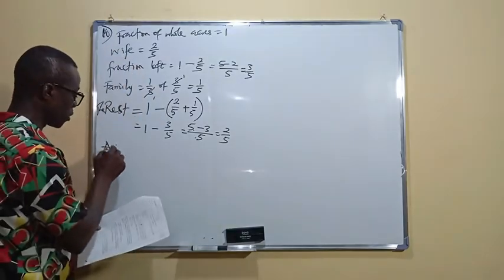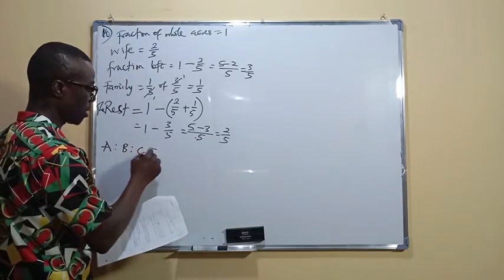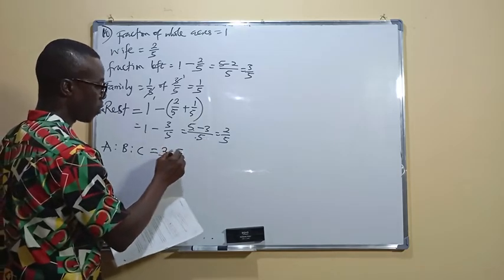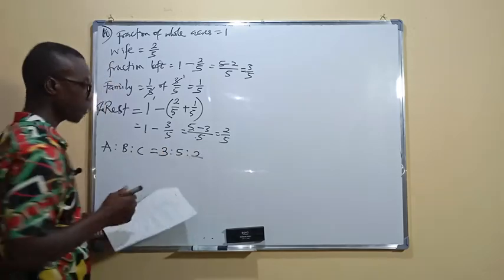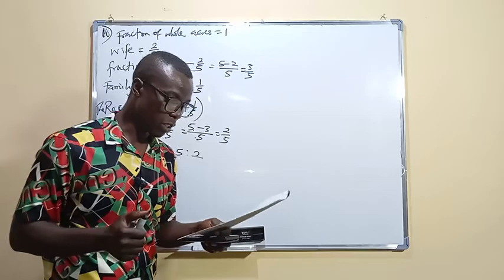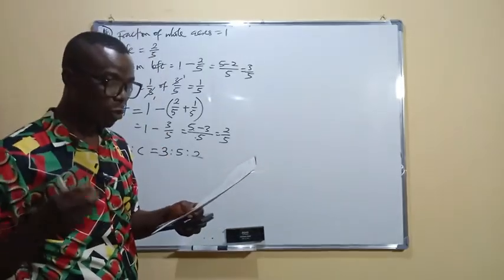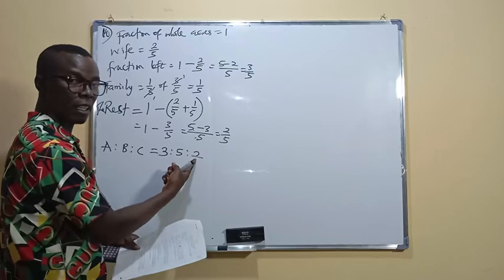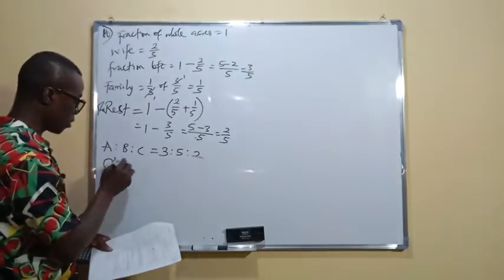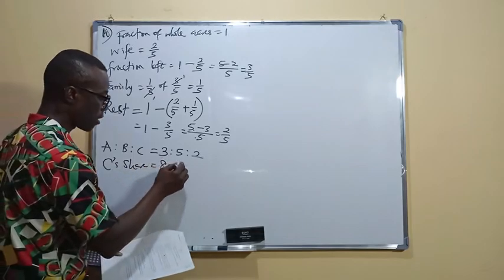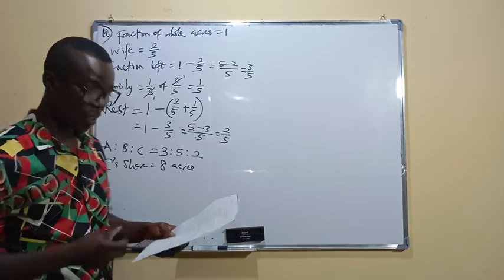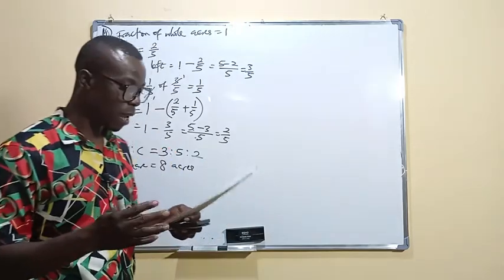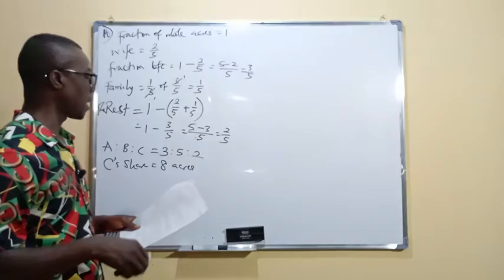So I can call that ratio A, ratio B, ratio C. That's to say the 3 children, A, B, C, are going to share this in the ratio 3:5:2. Another vital piece of information was given to us: given that the child who had the least share received 8 acres. Looking at this, of course, the least share is 2. So C's share was 8 acres. That is what the question is saying. So calculate the total acres the man left.